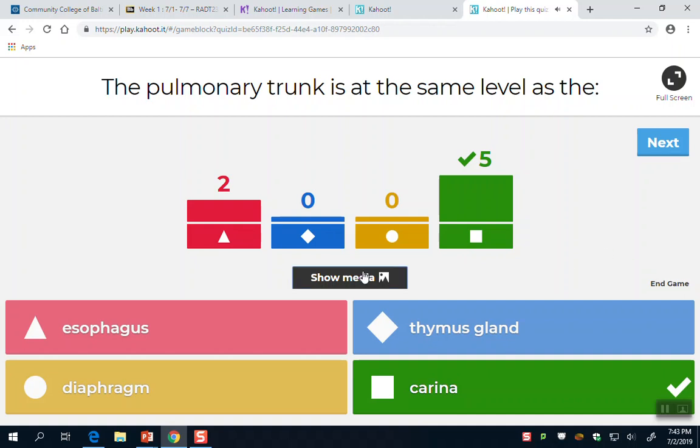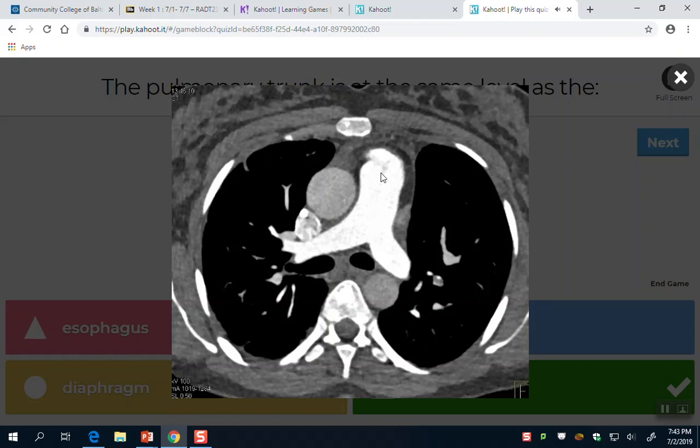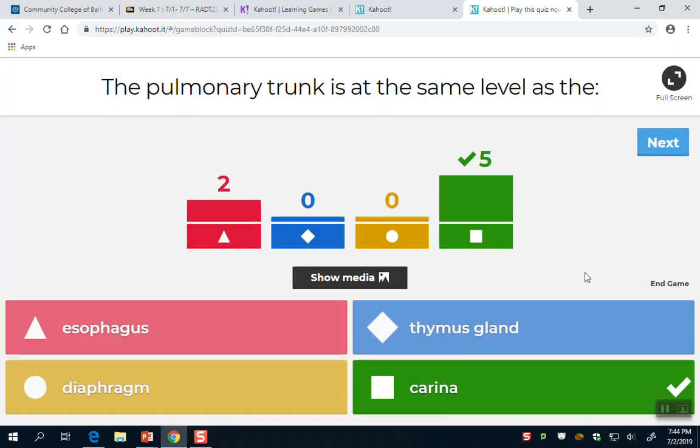All right, so again, pulmonary trunk, right? Pulmonary trunk turns into the right and left pulmonary artery. So the pulmonary trunk is at the same level as the carina. It's the same one that I used in the lecture. So carina.